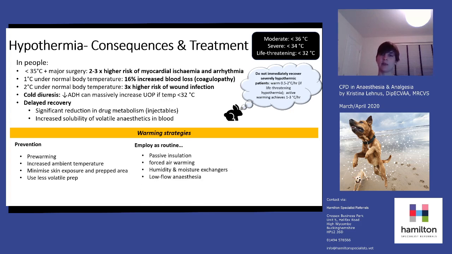And then you should employ as a routine passive insulation, so don't put the animal straight on the cold metal table, cover it with a blanket, cover its paws in particular with bubble wrap, for example, that can help. Use forced air warming of the core, so the thorax, abdomen, etc. Use humidity and moisture exchangers to try and reduce the heat loss through the airway, although there's also an indication that what drugs you use will affect this significantly as well, so using an HME may not be any more effective than using, say, medetomidine over acepromazine for a prolonged imaging procedure such as MRI.